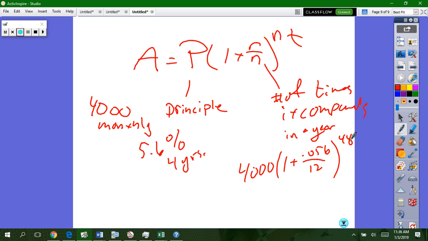I've got to treat 5.6 as a decimal, right? With me now? Everybody good? Plug and chug, see if you get the right answer. Me personally, I like to do it step by step. I want to see how many get it right by plugging and chugging. That is a 48, because that's 12 times 4.